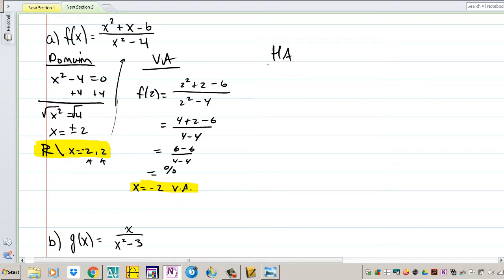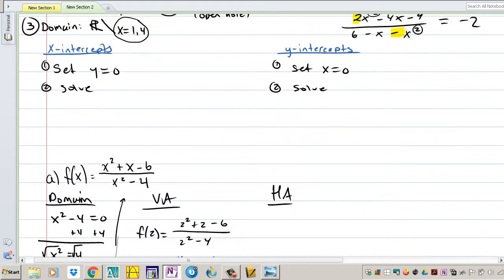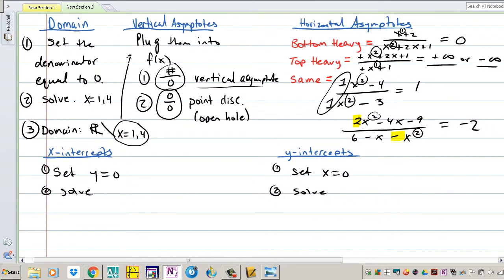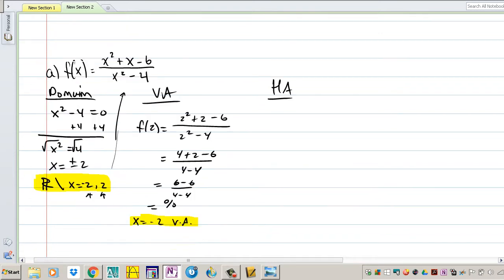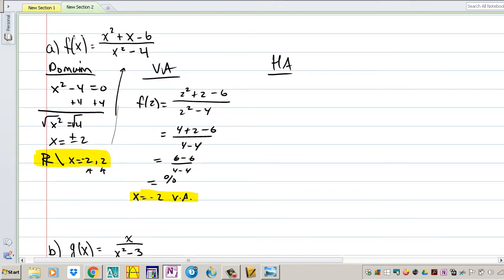Now let's do horizontal asymptotes. Let's go back to our notes. For horizontal asymptotes, we first have to identify bottom heavy, top heavy, or same degree. This function is same degree, 2 and 2. So we divide the numbers in the top and the bottom. All we have to do is divide the imaginary 1 by this imaginary 1. So my horizontal asymptote is 1 over 1, which is 1.